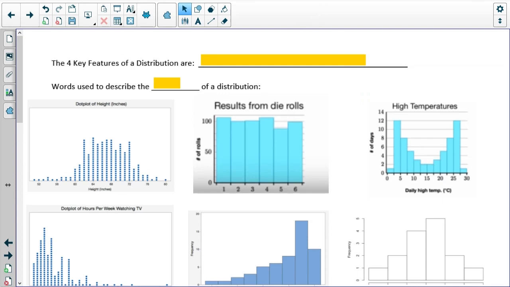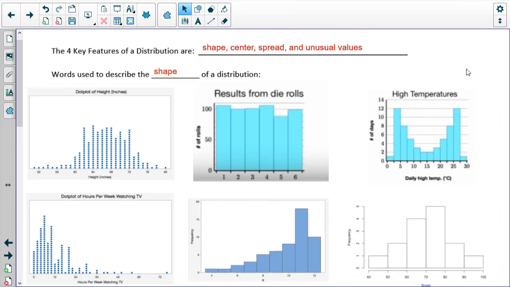Today we're going to continue by talking about some of the key features of a distribution and how to compare and describe distributions. So the four key features of a distribution that we are going to talk about are shape, center, spread, and unusual values. Let's talk about shape first.